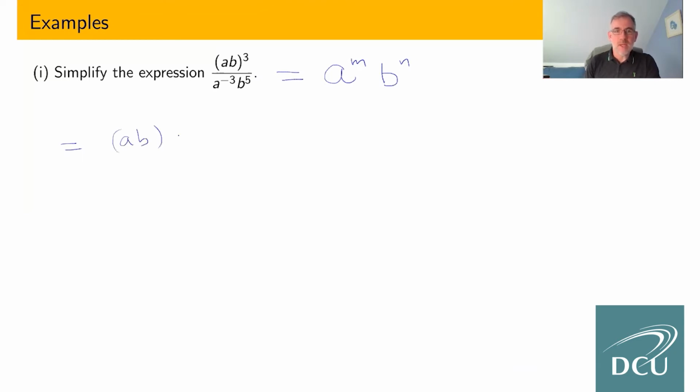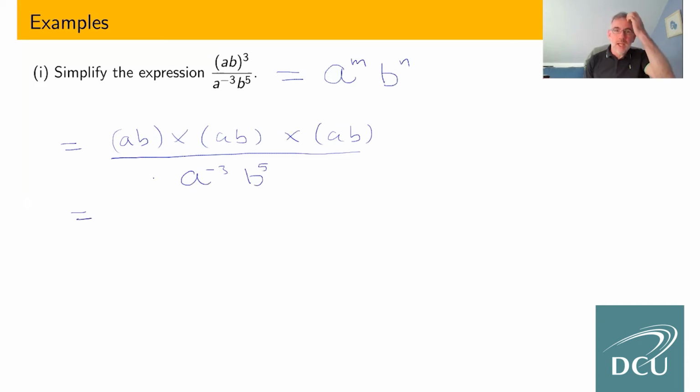That's a times b multiplied by a times b multiplied by a times b. And the whole lot there is being divided by a to the power of minus 3 and b to the power of 5. Okay, so I kind of need to do a little bit of preliminary calculation with the numerator. Key point here is that when we're multiplying numbers, the order doesn't matter. A times b is the same as b times a. So I can multiply the a's together first.